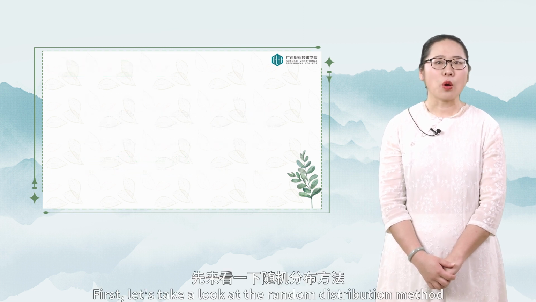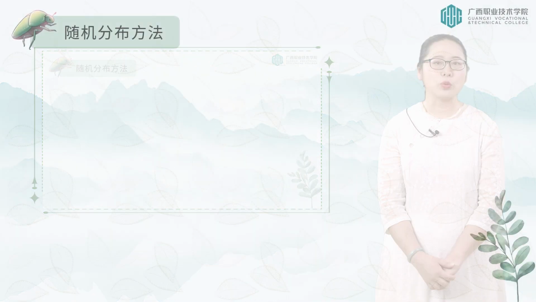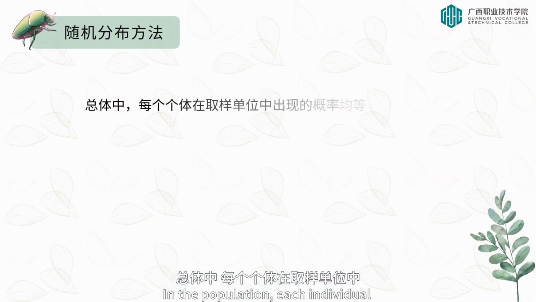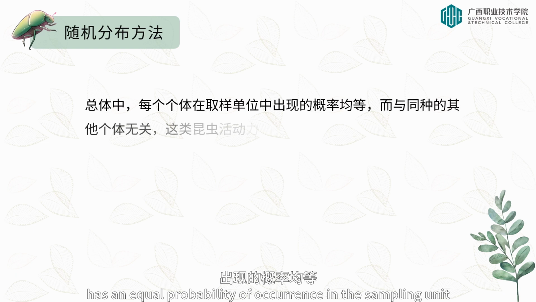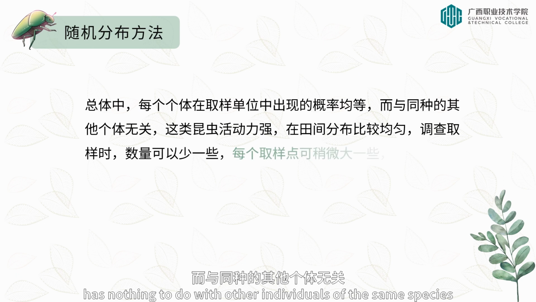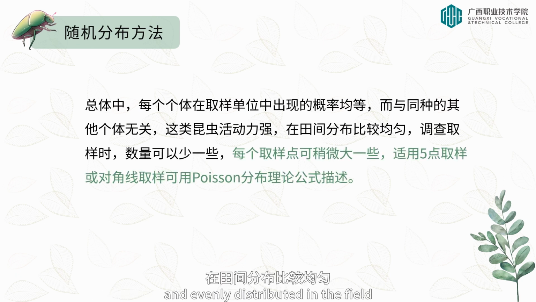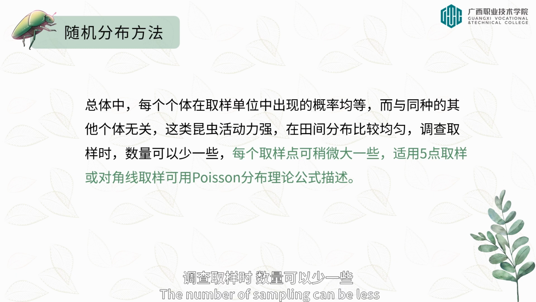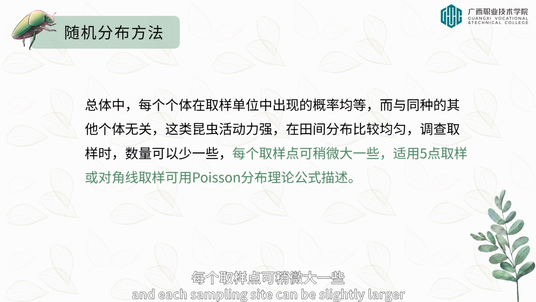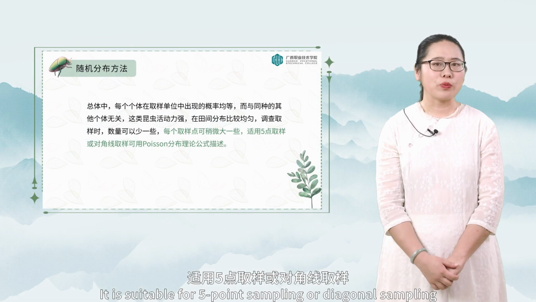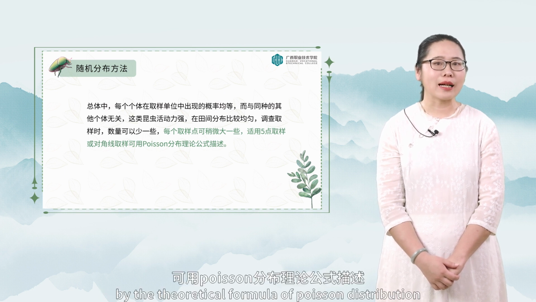First, let's take a look at the random distribution method. In the population, each individual has an equal probability of occurrence in the sampling unit, but has nothing to do with other individuals of the same species. This kind of insect is active and evenly distributed in the field. The number of sampling can be less, and each sampling site can be slightly larger. It is suitable for 5-point sampling or diagonal sampling. It can be described by the theoretical formula of Poisson distribution.